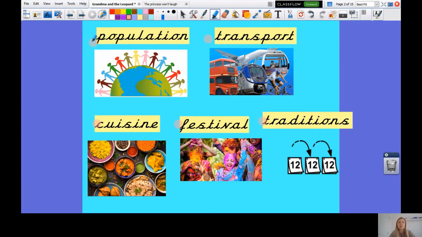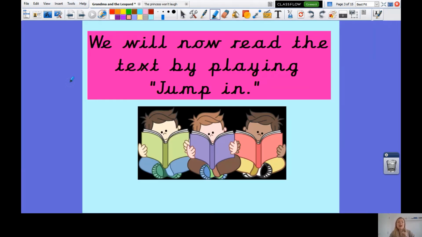Okay, let's go through our words one more time. Population, transport, cuisine, festival, traditions. We're now going to read our text by playing Jump In.